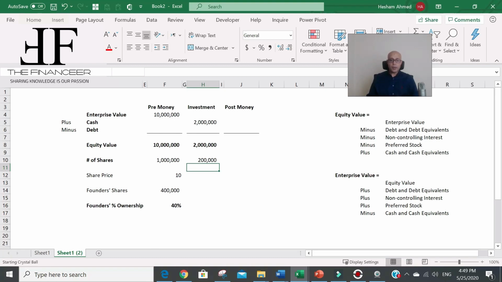Fine. Let's now calculate the post-money valuation. Let's start with the enterprise value. The enterprise value will be the same, 10 million.